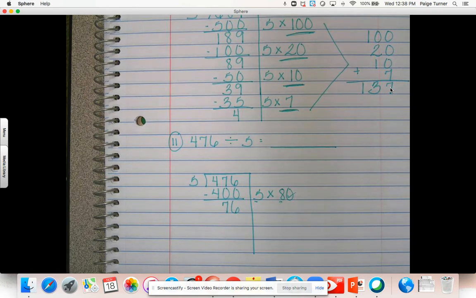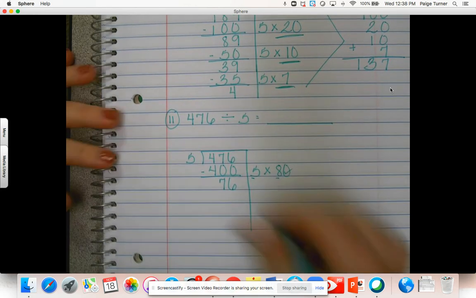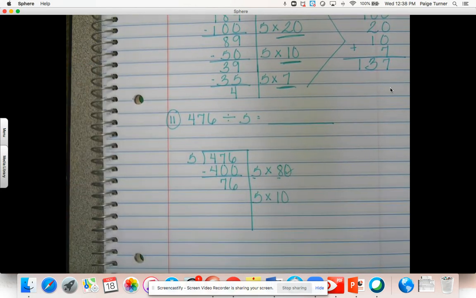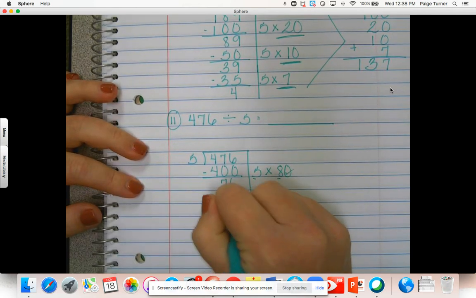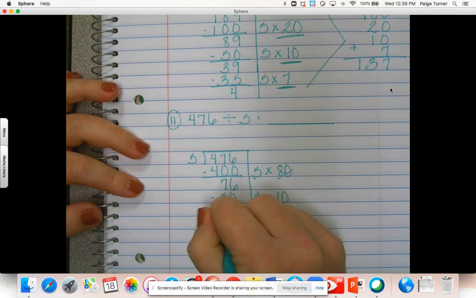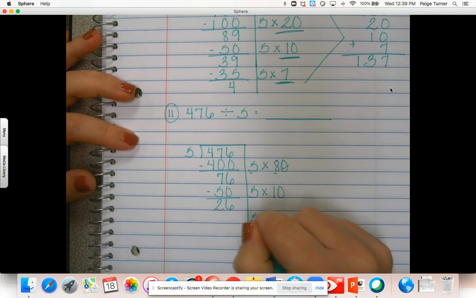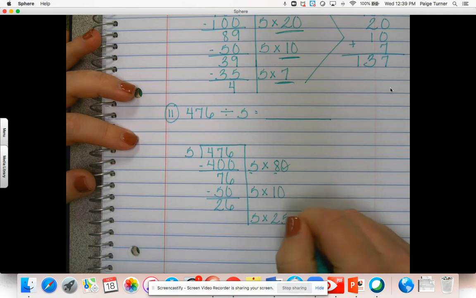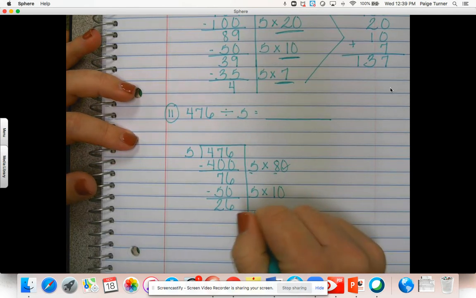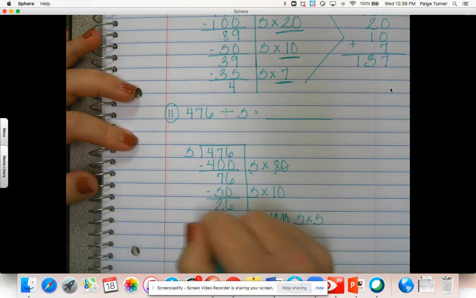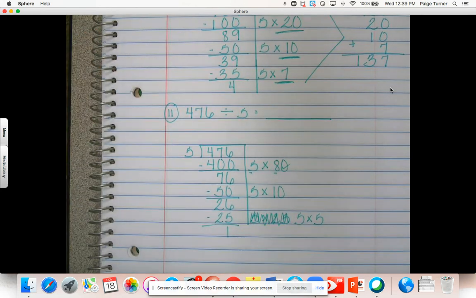So now we want to know 5 times what number is going to get us close to 76? I would just keep it simple here and do something like 5 times 10. So 5 times 10, we know that's 50. 76 minus 50 is 26. And then from here, we should do 5 times 5, because 5 times 5 is 25, and 26 minus 25 is 1.